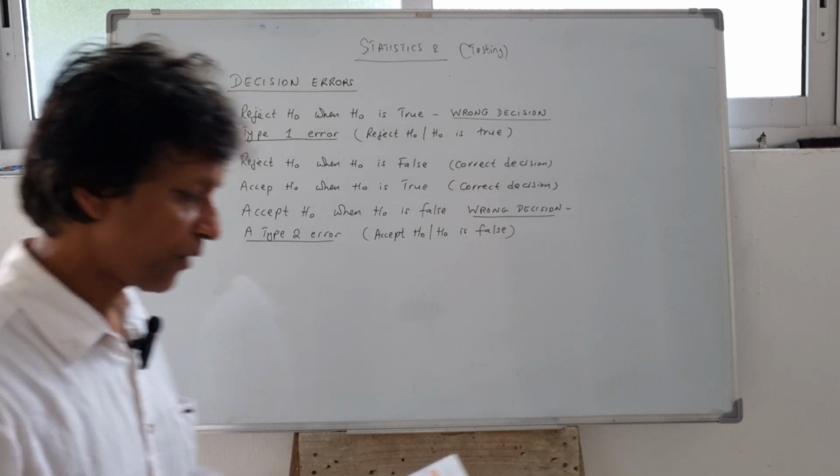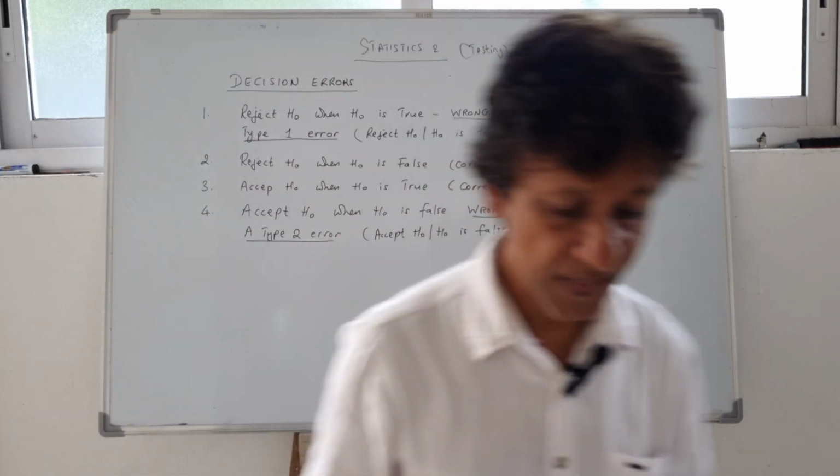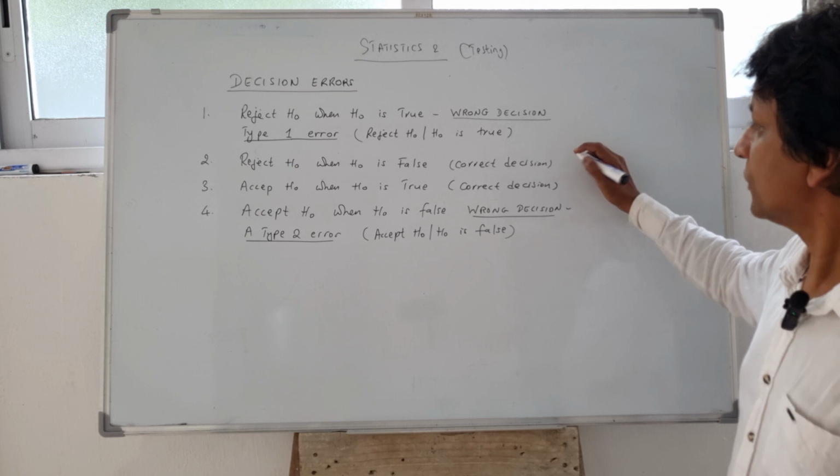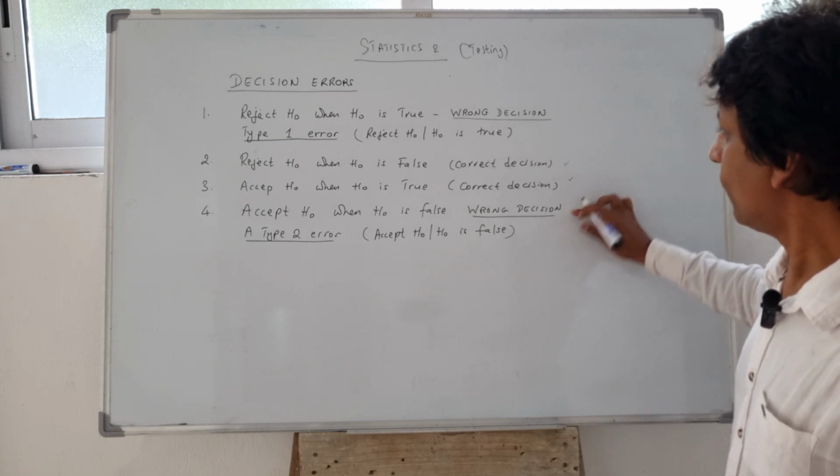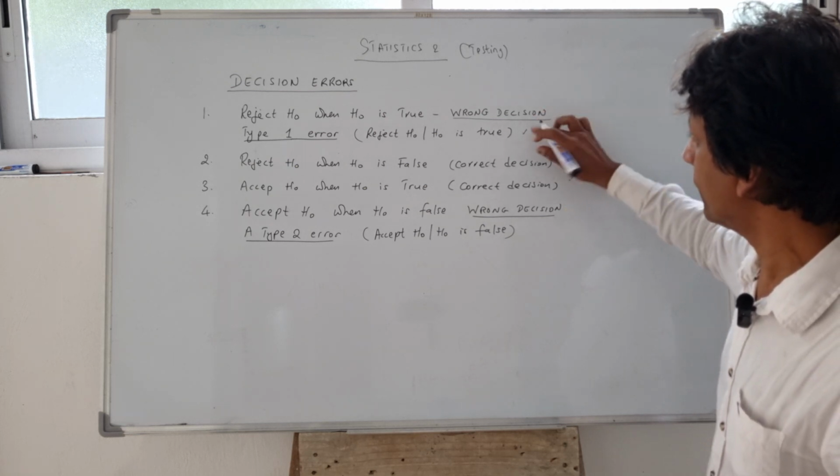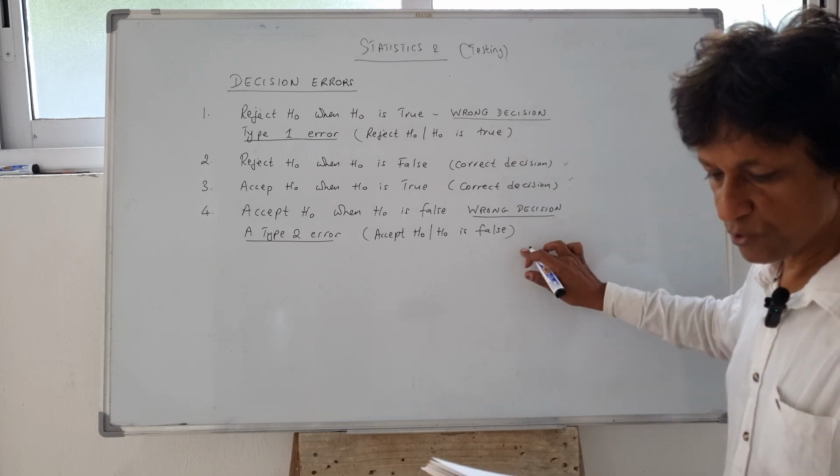So as you can see now, we have four types of decision outcomes, but two of them are okay. So those ones you're not going to be dealing with, but most of the time you'll be dealing with the type 1 error and the type 2 error.